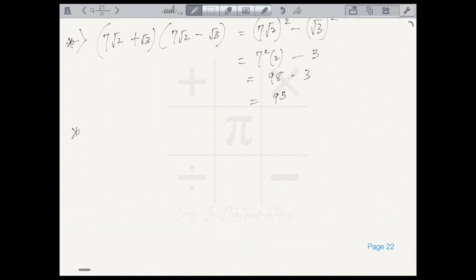One last example, and that will be when we have 2 minus root 3. Now the conjugate of 2 minus root 3 is 2 plus root 3. So if we find ourselves in this scenario where we have the surd and its conjugate together, we take the square of 2, 2 squared, and we subtract the square of root 3. So this will give us 4 minus 3, which is equal to 1.